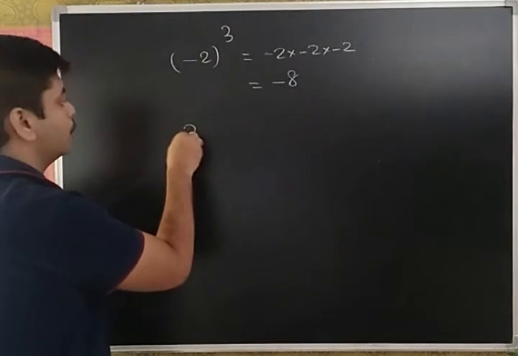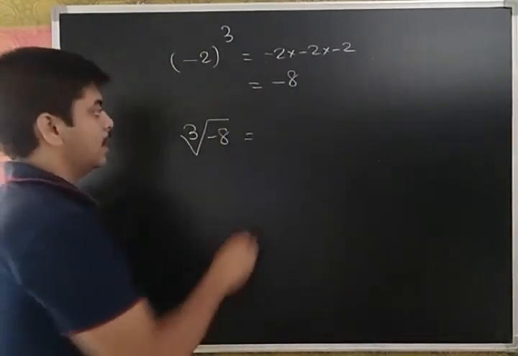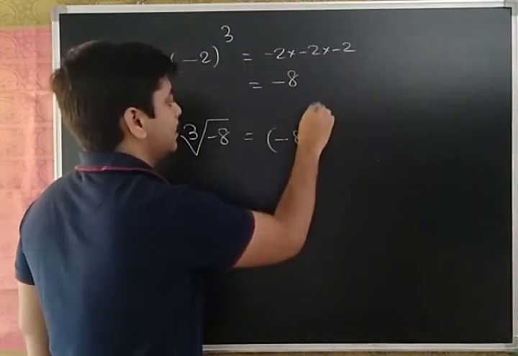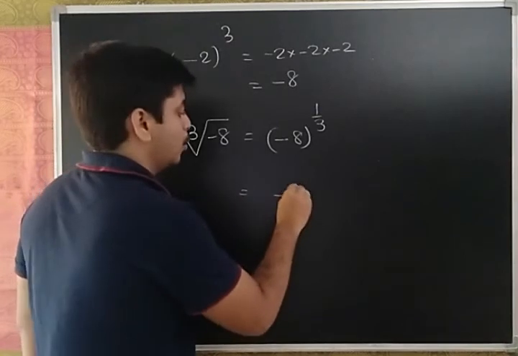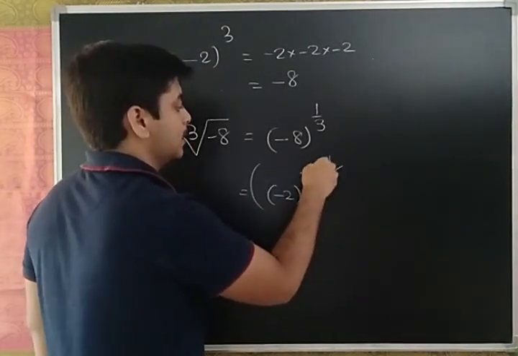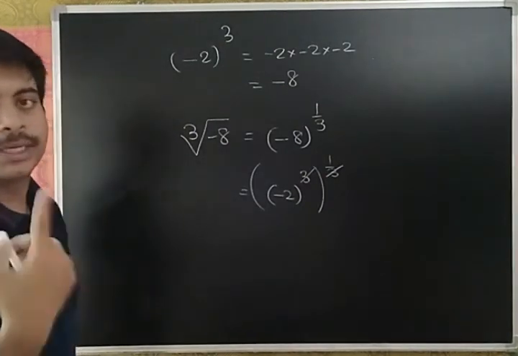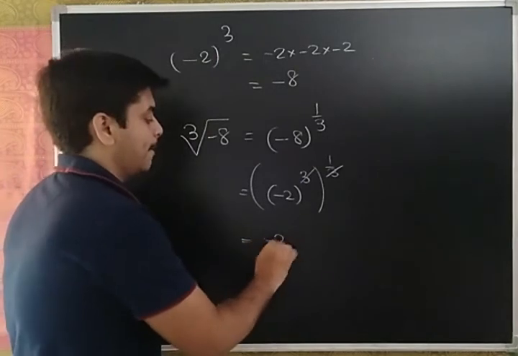What is the cube root of minus 8? Cube root of minus 8, so minus 8 power 1 by 3. Minus 8 I can write as minus 2 whole cube, power 1 by 3. So these two get cancelled, that is 3 into 1 by 3 becomes 1. So I will be left with minus 2.